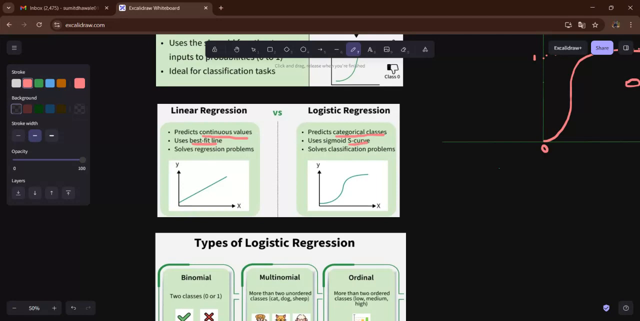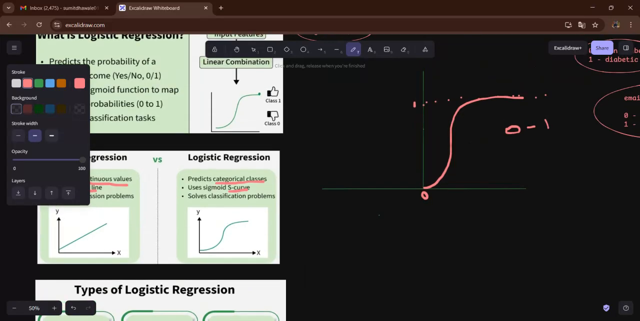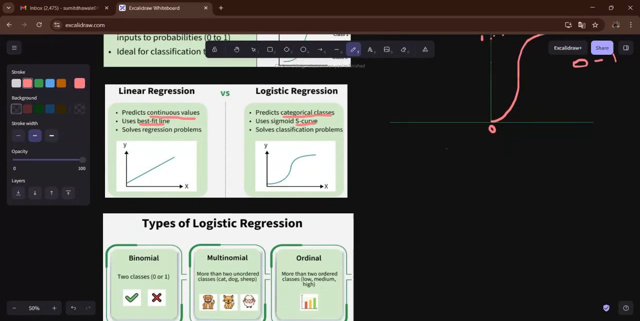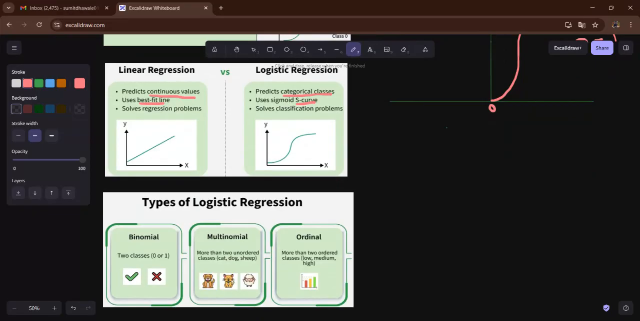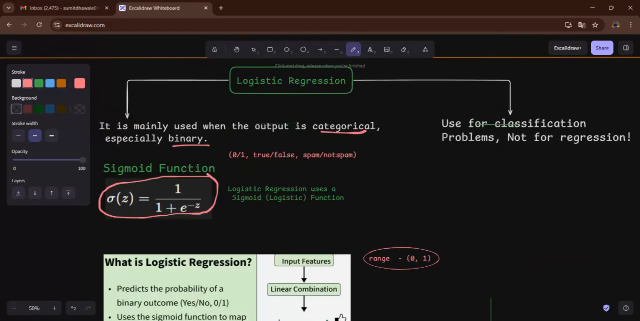Okay, here is an S. Likewise, there is not a straight line or best fitting line. What's the third difference? Linear regression solves the regression problems, and logistic regression solves the classification problems we have seen earlier over here. Okay, it's all for the classification problems.